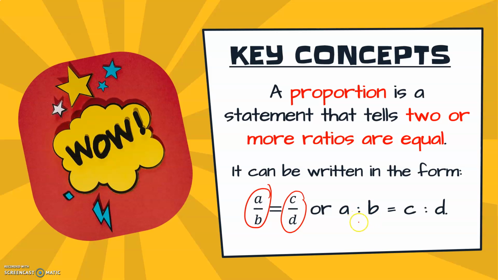We can also write a proportion in the form A:B, this is our first ratio, equals C:D, this is our second ratio. And again, these 2 ratios should be equal for them to be considered proportional.